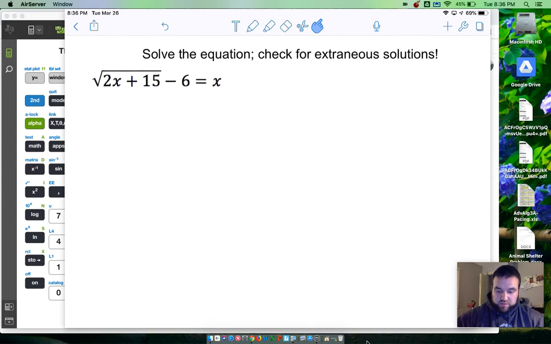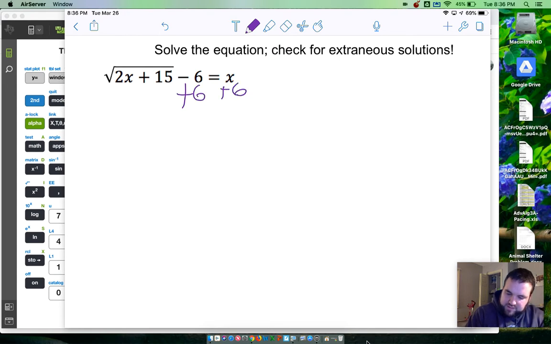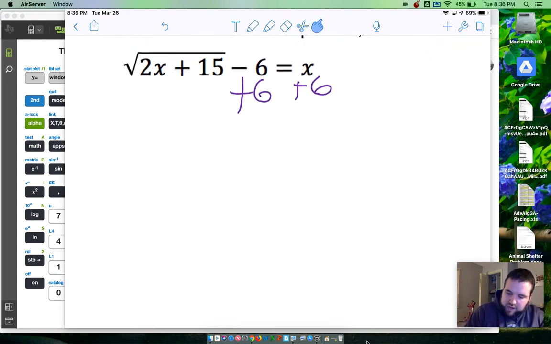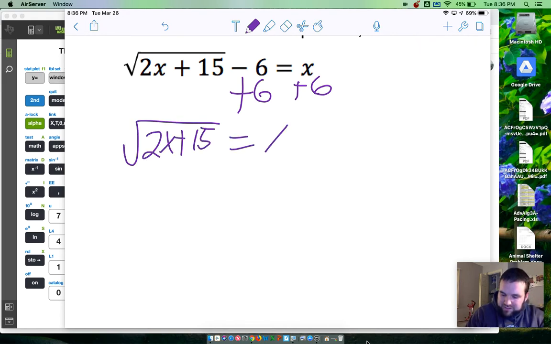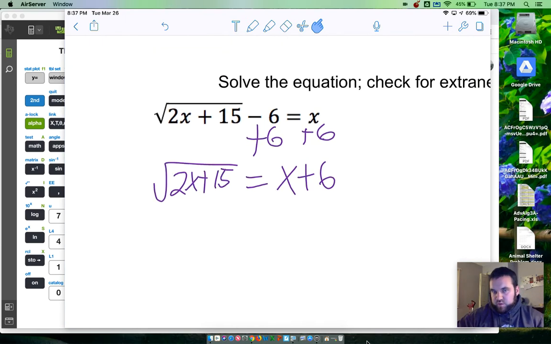Day 2, solve the equation, check for extraneous solutions. Again, getting that square root by itself, I'm going to add 6 to both sides. This is where I know now, since I have the square root of a variable expression, and I have that same variable on the other side, the x plus 6 on the right, and the square root of 2x plus 15 on the left, I know I'm going to have to check my answers, plus the directions said check for extraneous solutions.